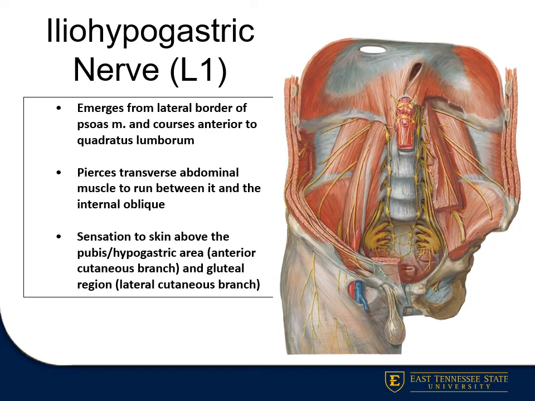The iliohypogastric nerve, which consists of L1 spinal segments. The ilioinguinal nerve also consists of L1 spinal segments, but the next nerve coursing out laterally from the psoas and coursing over the quadratus lumborum muscle is the iliohypogastric nerve. And this provides sensation of the skin above the pubic region and the hypogastric region by the anterior cutaneous branch. Also provides sensation of the gluteal region from the lateral cutaneous branch.